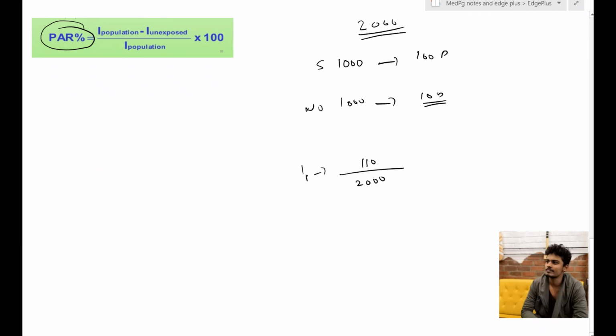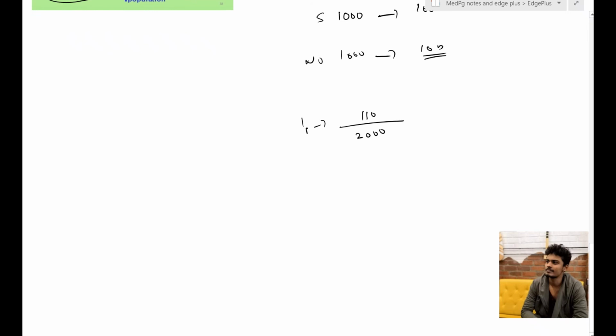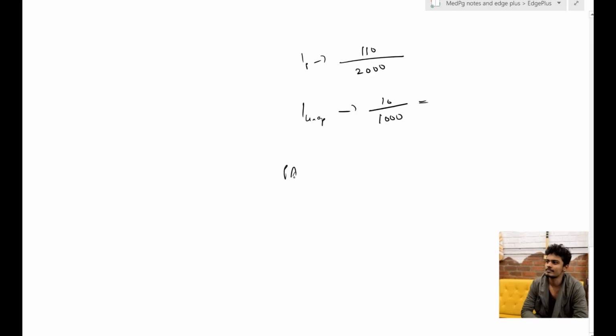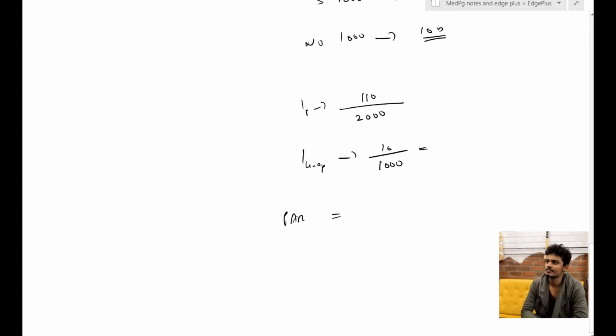Okay, incidence in the population. Similarly, what is the incidence among unexposed? Incidence among unexposed will be 10 divided by 1000, that is the 1000 population that is not exposed. So if I take population attributable risk, how will I calculate it? It is the total incidence of the population minus the incidence in the unexposed, divided by the total incidence of the population.